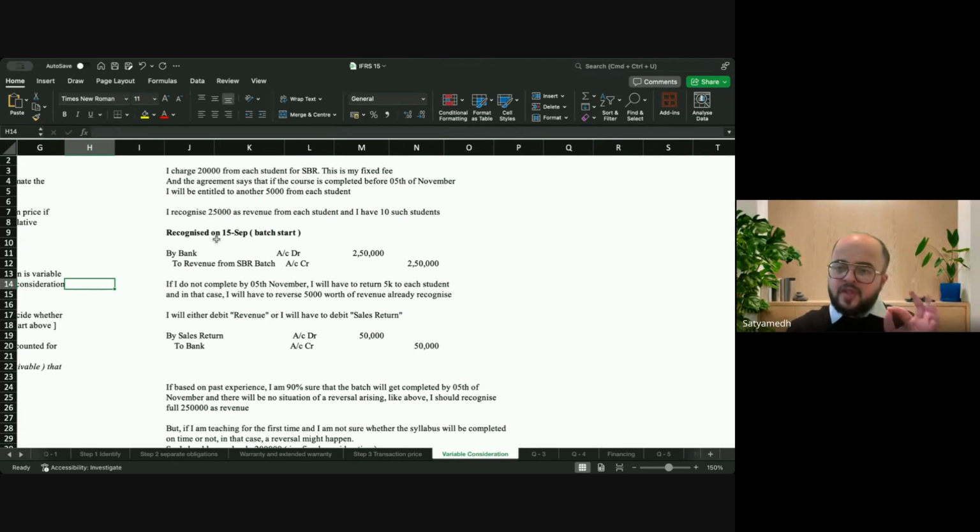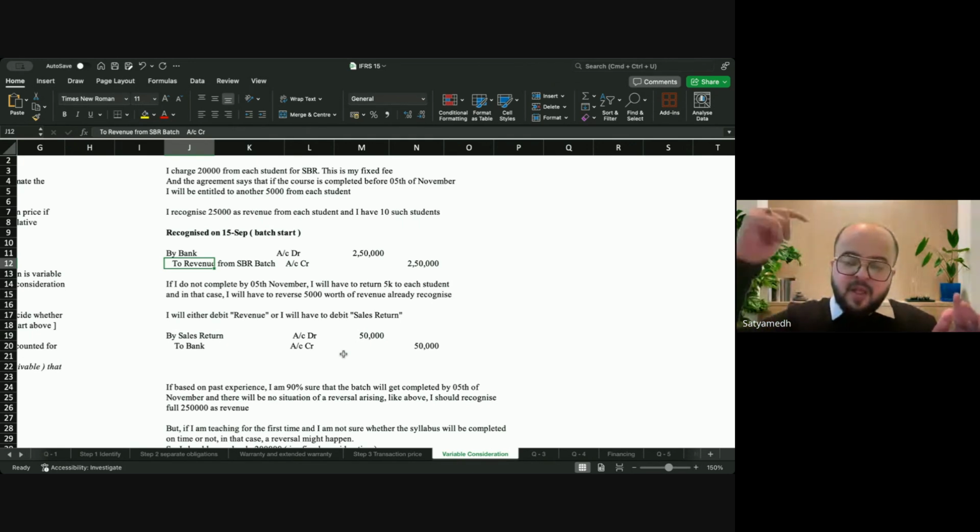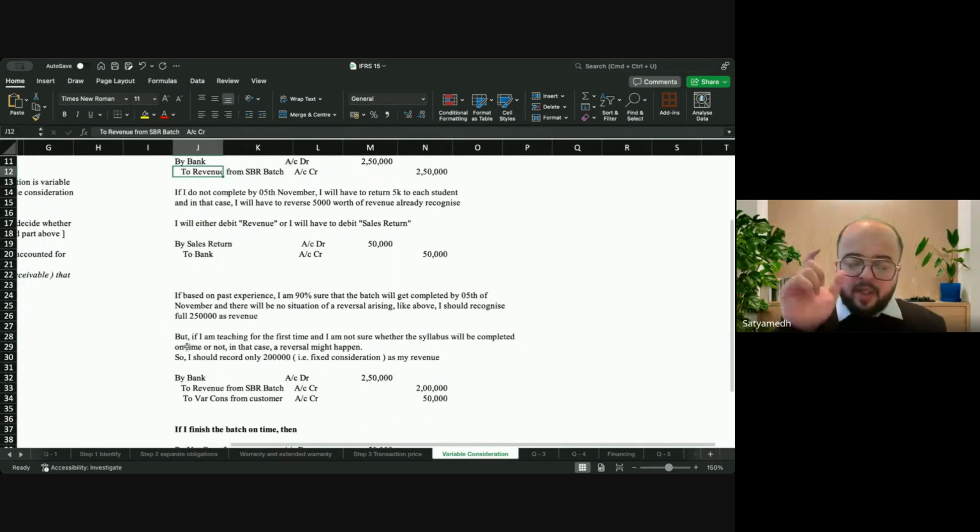On 15th of September, when my batch starts, I record an entry: bank account debit to revenue from the batch. If I do not complete my course by 5th of November, I will have to return 5,000 to each student. And in that case, I will have to reverse 5,000 worth of revenue already recognized. Either I will debit sales return or I will have to debit revenue. My accounting entry will be sales return account debit to bank account. Because I have not fulfilled the commitment of completing the syllabus by a particular date, I will have to return the amount.